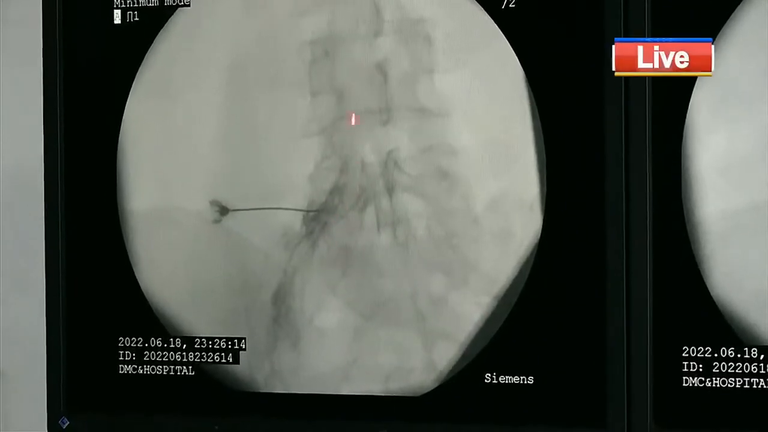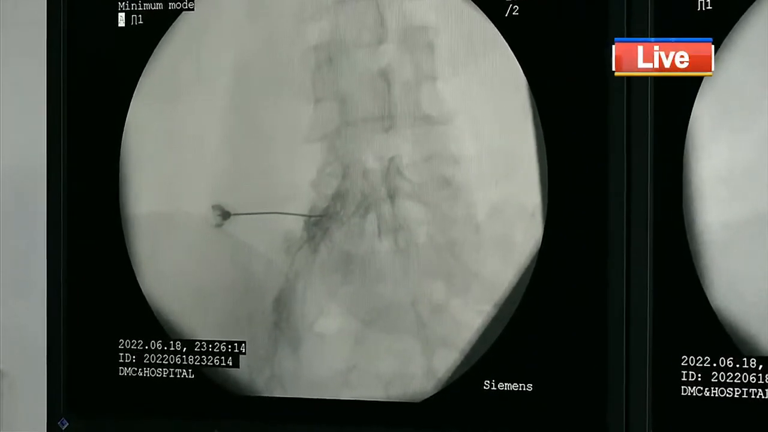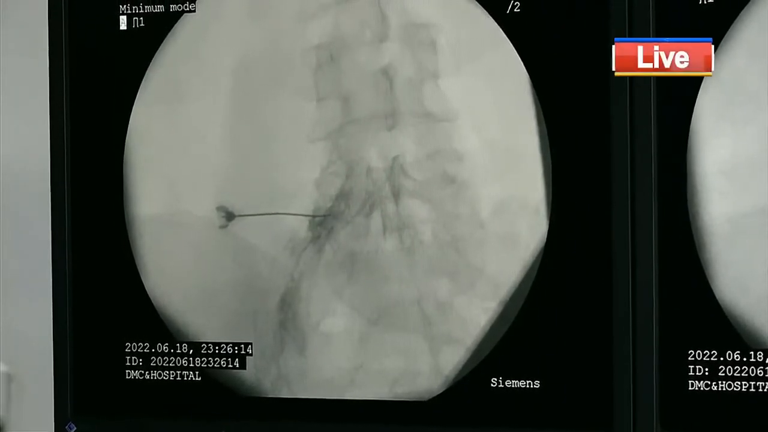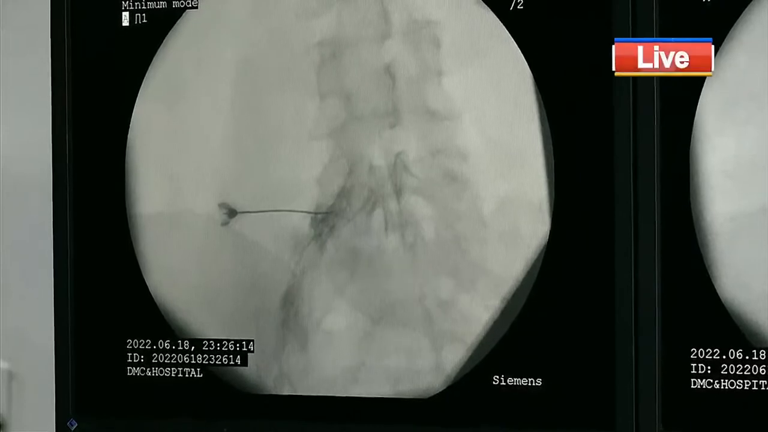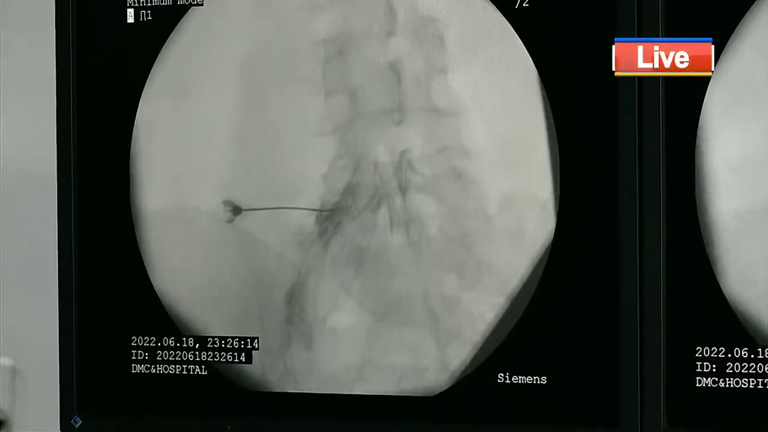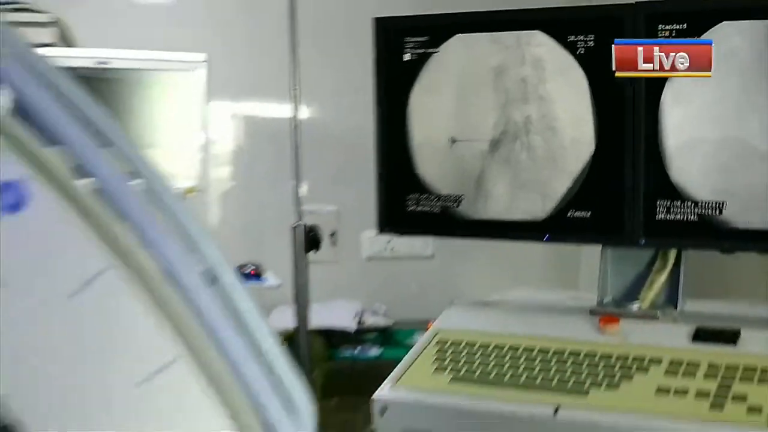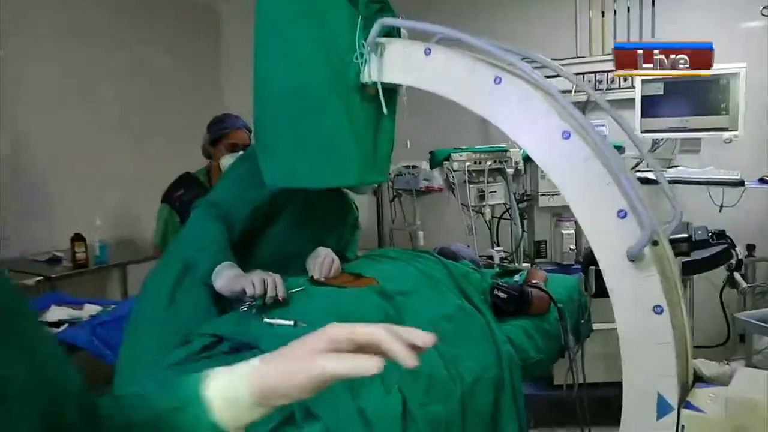So you see it has spread in the epidural space also. You can see it flowing down also. And this is where I wanted my medication to come in. Okay. So it has now outlined the traversing route also. So if you can see, this procedure per se is over, but I will show you in this picture.